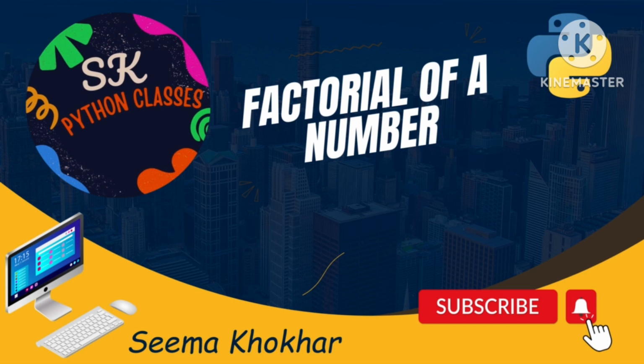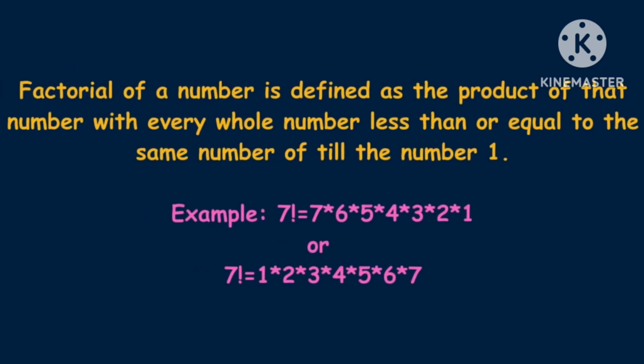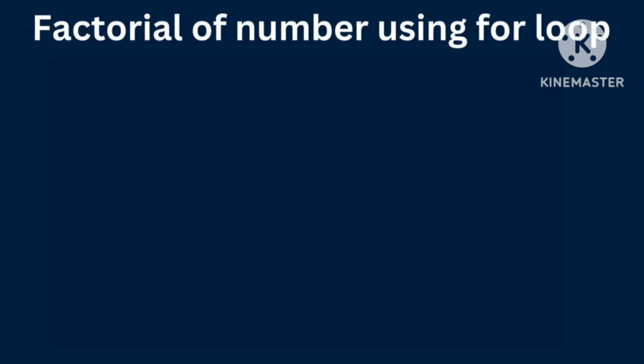Calculate the factorial of a number. So first, what is factorial? Let us understand. Factorial is defined as the product of the number with every whole number till it is equal to the same number or it will be less than 1. Suppose 7 factorial is 7 into 6 into 5 into 4 into 3 into 2 into 1.